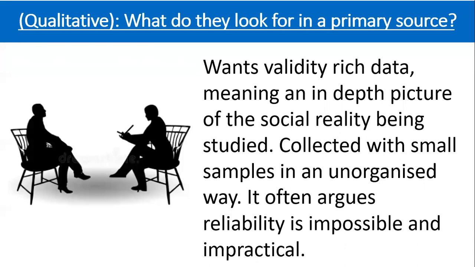And then on the flip side, we have the qualitative approach. So the qualitative approach just wants validity. Okay, it wants rich data, meaning lots of depth and lots of detail. It wants a picture of the social reality being studied, and they think they can only achieve that not through a representative sample, but through lots of information, lots of detail. And because it's in a lot of detail, they're not really worried about the samples or how many people taking part. Okay, it's more about the quality there as opposed to the quantity.